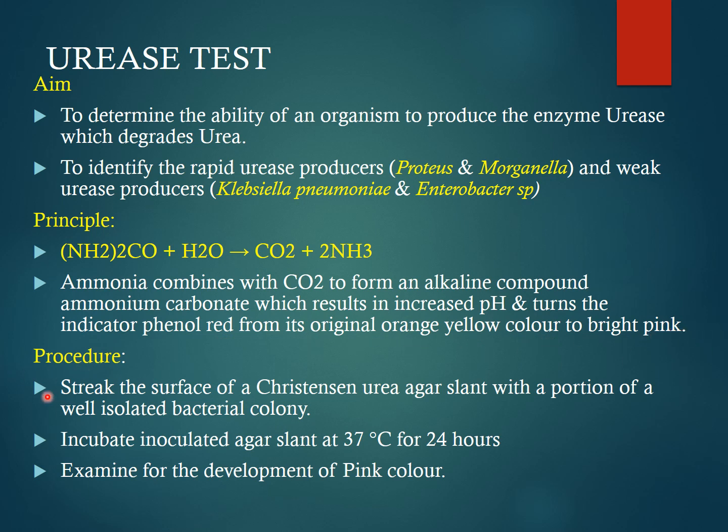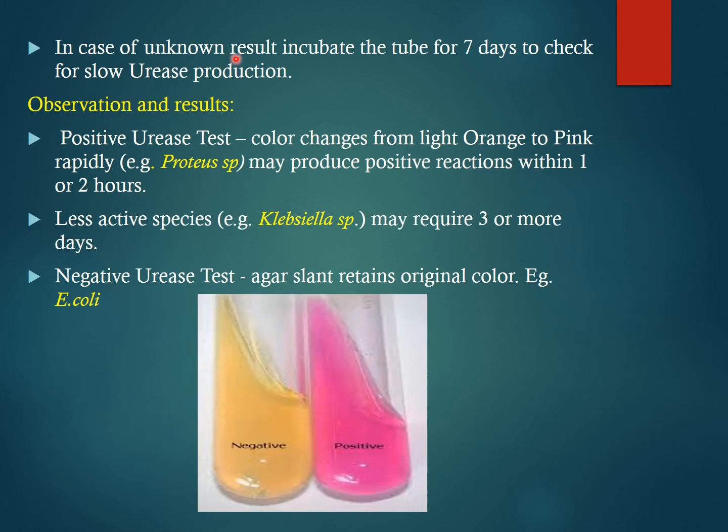Procedure: streak the surface of Christensen urea agar slant with well isolated bacterial colony and incubate the inoculated agar slant at 37 degrees Celsius for 24 hours and then examine for the development of pink color. In case of unknown result, incubate the tube for 7 days to check for slow urease production.